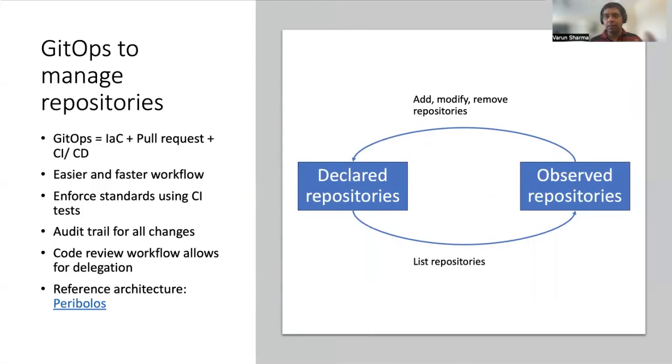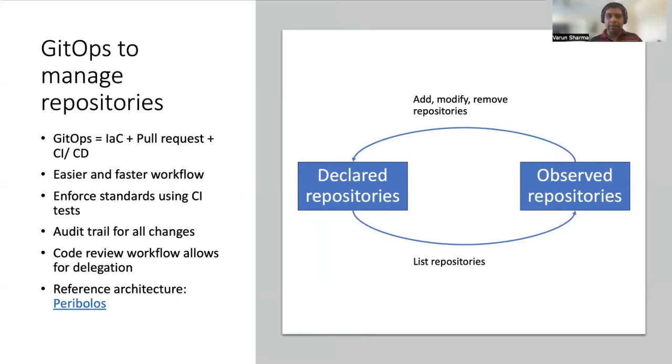And to do that, a common strategy which is being used is to use GitOps to manage repositories and to set up branch protection. And GitOps basically has three components, where the first one is infrastructure as code. So you declare your infrastructure as code and you have a single source of truth for that in a Git repository. And then if you want to make changes to it, you do that using a pull request.